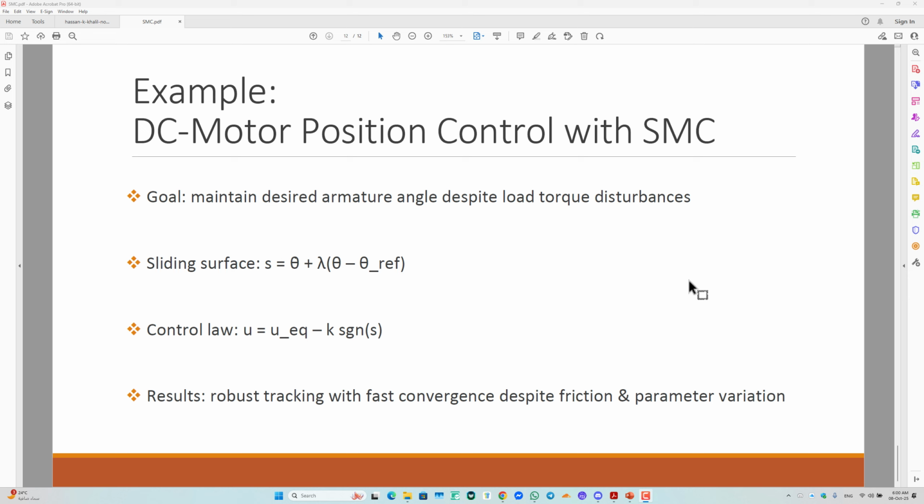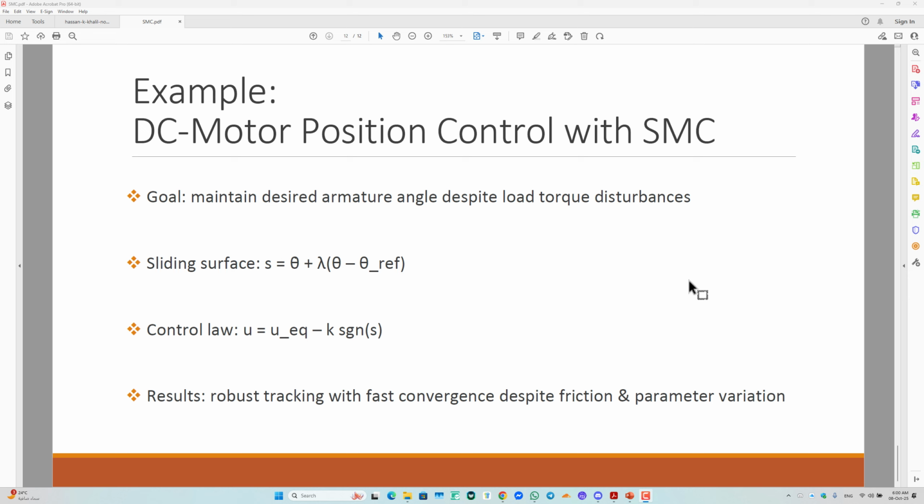The control law is chosen to be u equals u equivalent minus k sign of s, where u equivalent maintains the sliding surface and the second term ensures convergence to it. With this sliding mode control law, the motor achieves fast and robust tracking, even when the system goes through friction and parameter variations. And this example shows why sliding mode control is so popular in mechatronics.